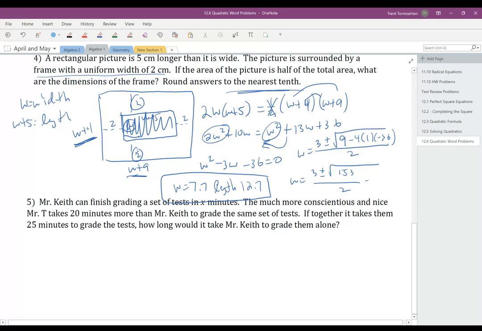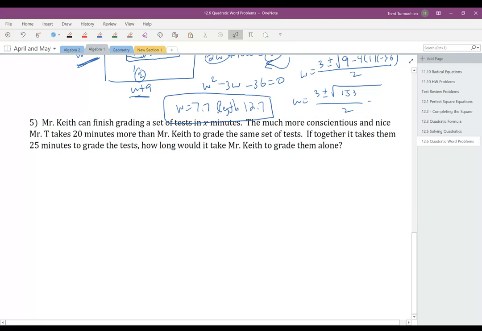All right, for the last one, this is a work problem. It's talking about Mr. T and Mr. Keith. It looks like Mr. T takes 20 minutes longer than Mr. Keith does. And so X is already defined as the amount of time it takes Mr. Keith, and so X plus 20 is Mr. T's time. And it says together, they take 25 minutes.